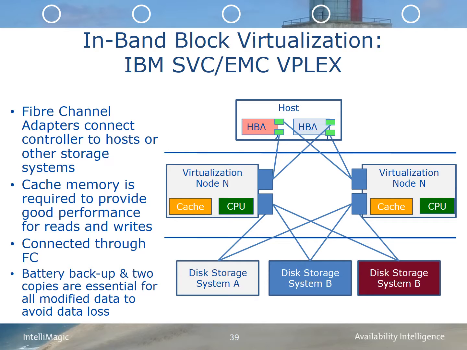Cache memory is used to provide good performance and to provide information for replication services. The traffic in these cases all happens over the fiber channel network. And just like the more traditional storage platforms, there are battery backups and 2 copies of essential data to avoid any kind of loss.